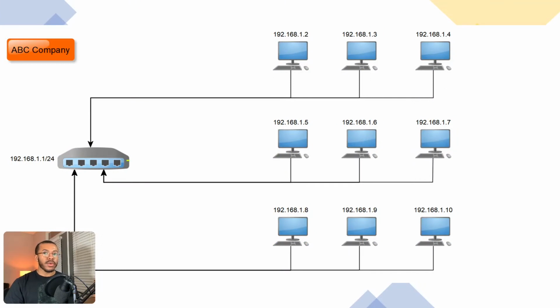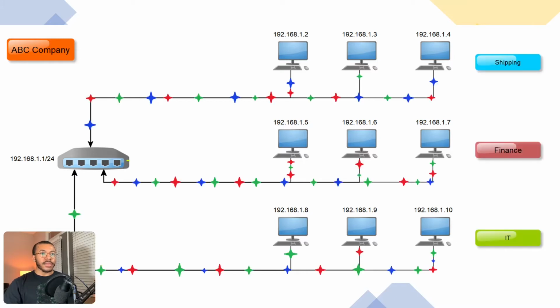So a quick overview of what VLANs do and how they work. Let's suppose that we have a company ABC, and in this company, all their devices are on a single subnet or a single network, 192.168.1.1. But in this network, we have three separate departments. We have shipping, finance, IT. And as it is right now, everything's talking to one another. There's no separation. Traffic is pretty much everywhere.